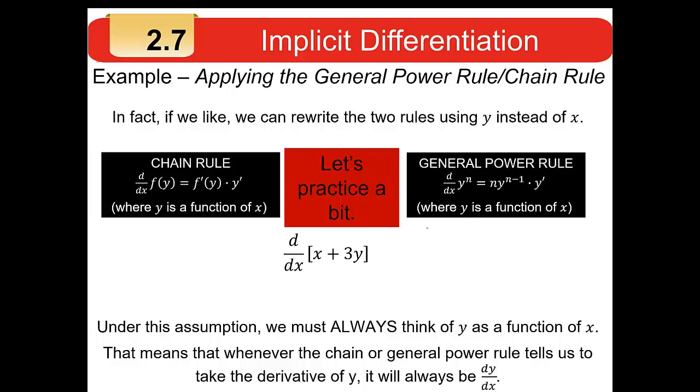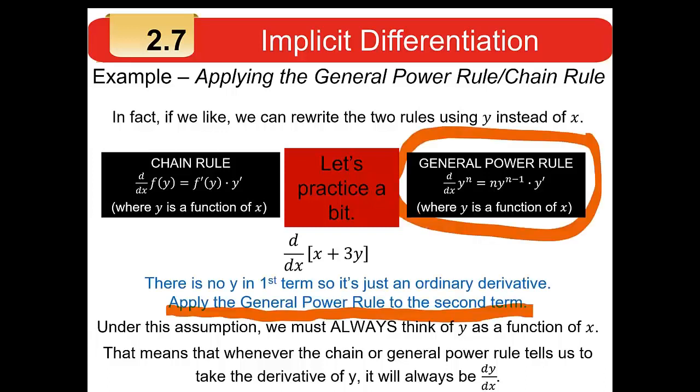Let's do another. What if I ask you to find the derivative of this two-term expression, x plus 3y? Well, this is a mixed bag. The first term is just an x. It's an ordinary derivative. But the second term, the 3y, has a y in it, so you have to use the general power rule on that.